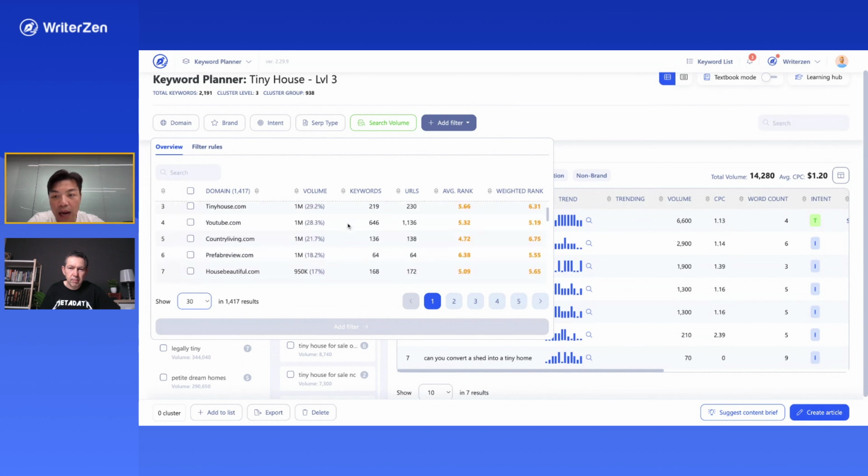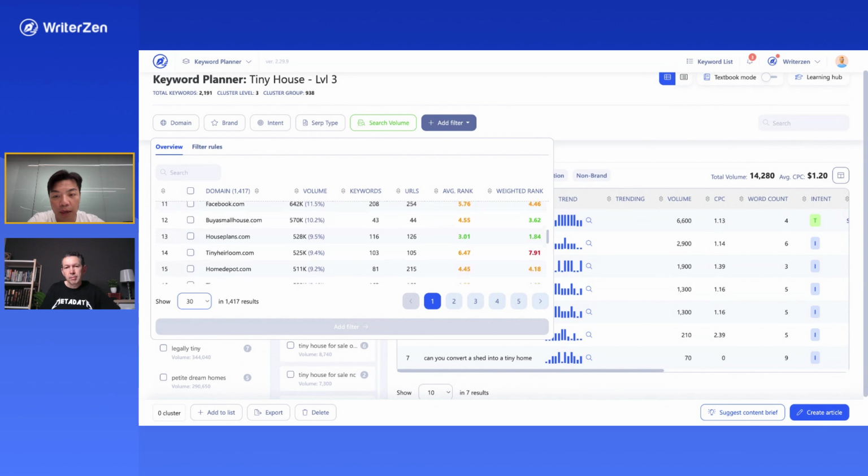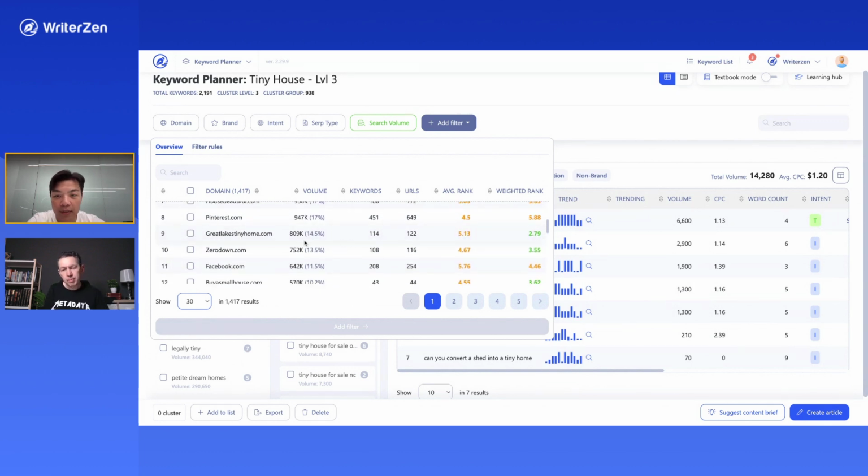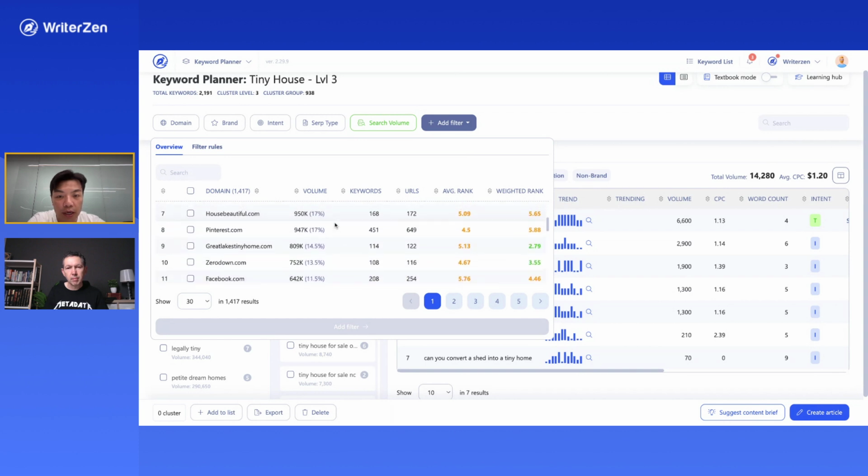Up to about the top 10 over here, you'll see sort of big players, right? Big players are players that rank for a lot of keywords and capture a lot of search volume. One thing you can notice here is that these columns are also presenting another aspect of the domination of a certain website. For example, greatlaketinyhome.com captures about 809,000 search volume, but they only cover 114 keywords, average ranking 5, but weighted rank is 2.79. What does this mean? This means they managed to rank for some very top search volume keywords.